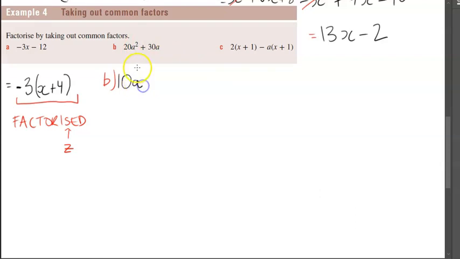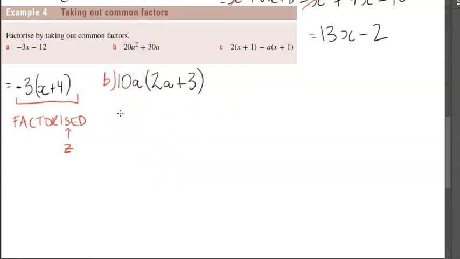I can only take out one of the a's. I can't take out two of them, by which I mean a squared, because I won't have enough within here. So I can take out a as a common factor. If I take 10a and divide it into 20a squared, what I'll be left with is just 2a. And that makes sense: 10 times 2 gives me 20, and a times a gives me a squared. So this is correct. And what I'll be left with within 30a is just 3, because 10a times 3 is 30a. So this here, again, is our factorized version.